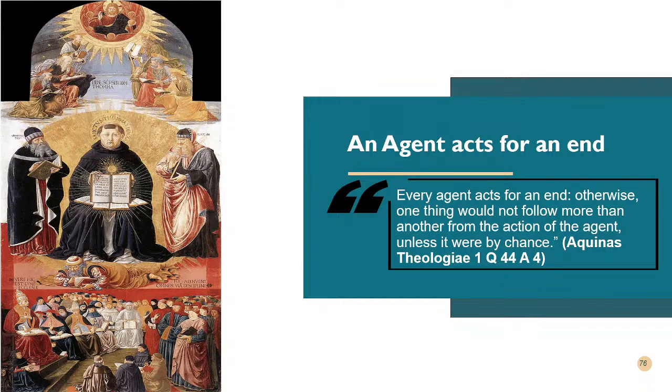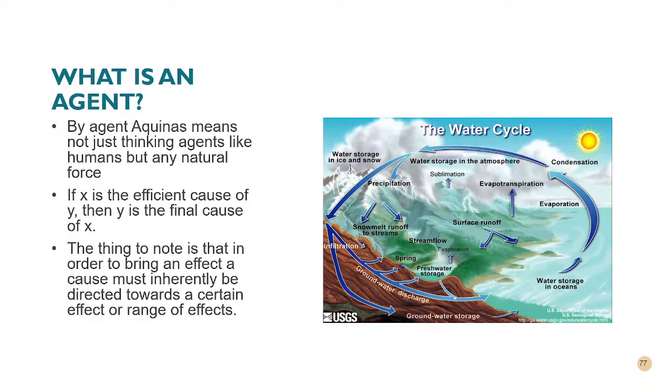Likewise, Aquinas says that an agent acts for an end. Quote, "Every agent acts for an end, otherwise one thing would not follow more than another from the action of the agent, unless it were by chance," end quote. So what is an agent, once again? By an agent, Aquinas means not just thinking agents like humans, but any natural force. If X is the efficient cause of Y, then Y is the final cause of X. The thing to note is that in order to bring about an effect, a cause must inherently be directed towards a certain effect or range of effects.